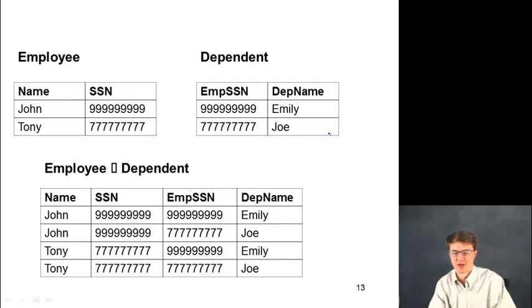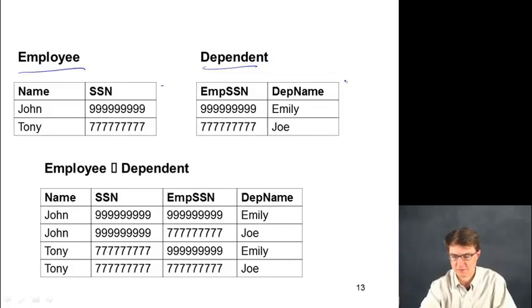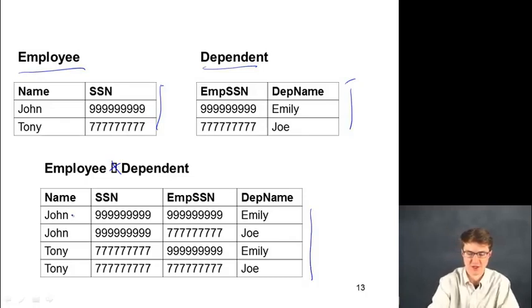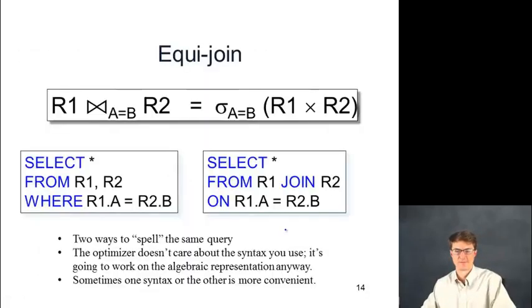All right. So what does the cross product look like? Well, imagine you had a table employee with these two columns and a table dependent with these two columns, and we do a cross product of employee with dependent. That's all possible combinations of employees with all possible combinations of dependents. So we know there's going to be 4 tuples in the output, and you can check to see that John is here twice, once for every instance in dependent, and so on.